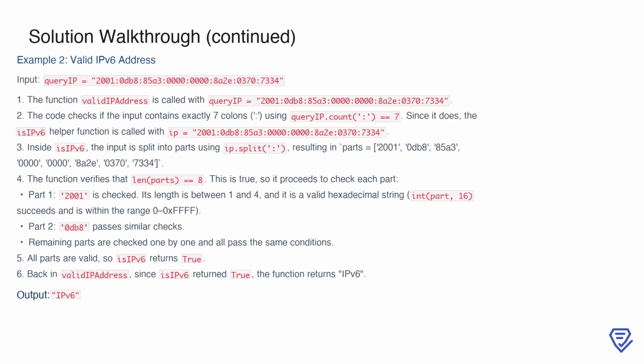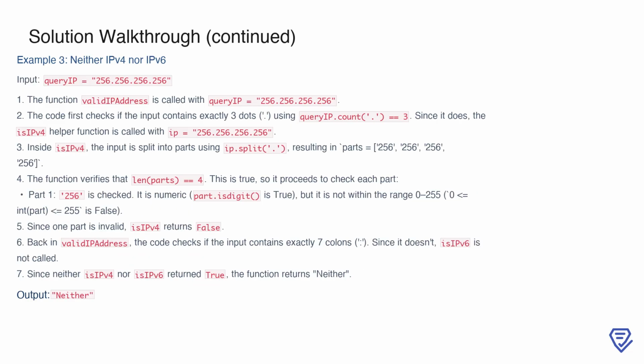Each part is then validated to confirm it is between 1 and 4 characters long and consists of valid hexadecimal digits. For example, 2001 and 0DB8 are checked and pass these requirements. Similarly, the remaining parts, including 85A3, 0000, and 7334, all meet the criteria. Since all parts are valid, isIPv6 returns true. The main function then concludes that the input is a valid IPv6 address and returns the result, IPv6.